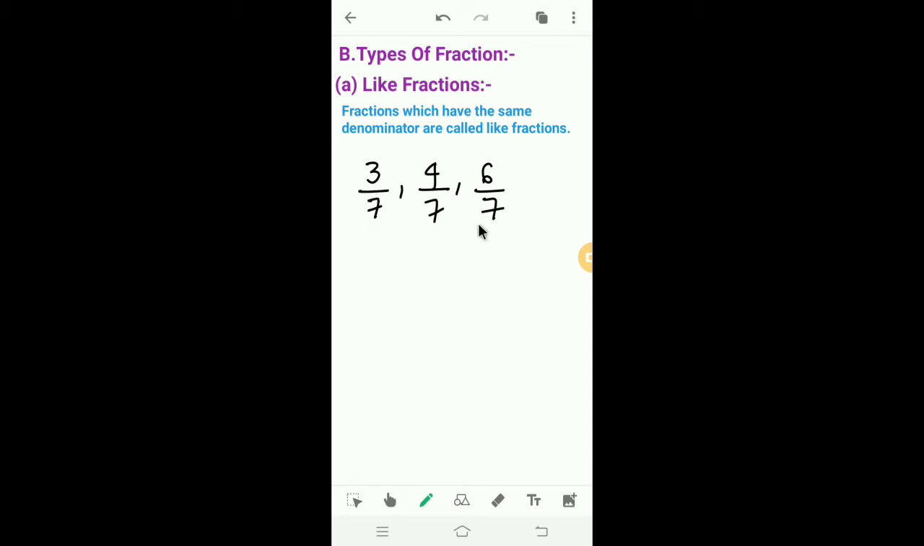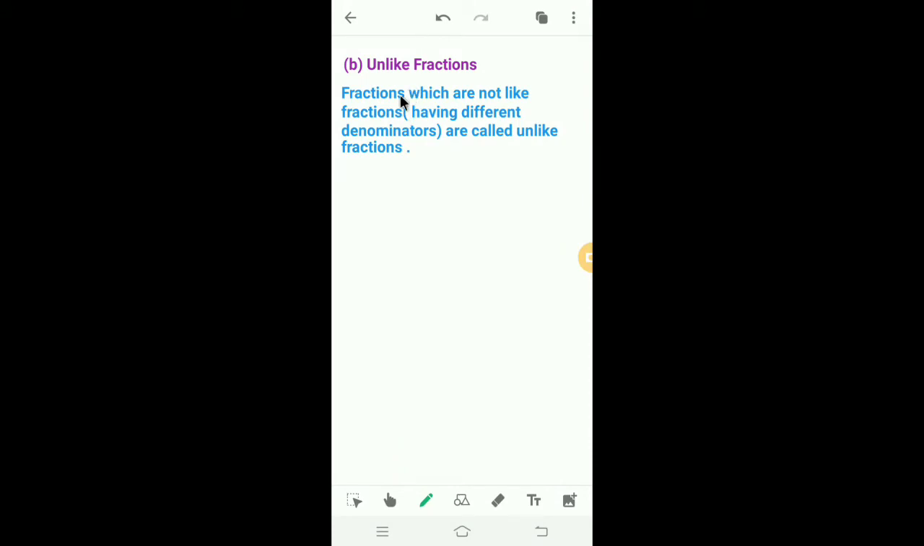Here denominators are same. So, this type of fractions are called like fractions. Fractions which have the same denominator are called like fractions. Let's learn the second type of fractions, that is unlike fractions.